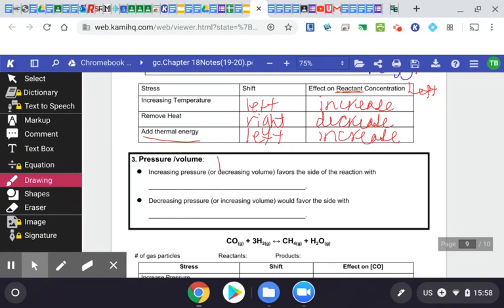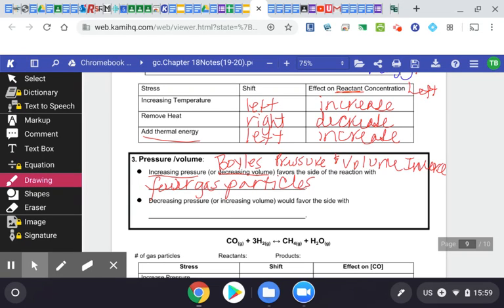The last stress that we have for Le Chatelier's principle is dealing with pressure and volume. Now remember, Boyle's law stated that pressure and volume are inverse. So that means if one goes up, the other's going to go down. That's going to have an effect on what we're looking at here. So increasing pressure, which is the same as decreasing volume. Okay, they're inversely proportional to each other. So if I increase the pressure of the system, it's going to favor the side of the reaction with fewer gas particles.